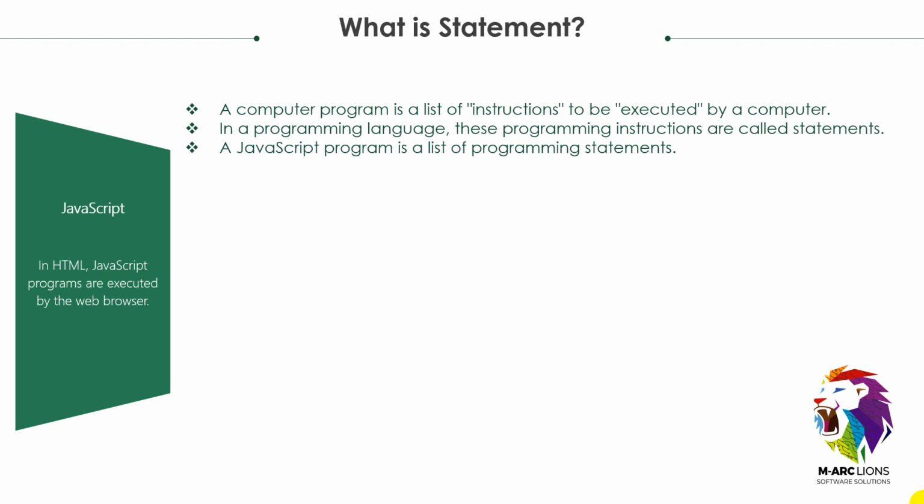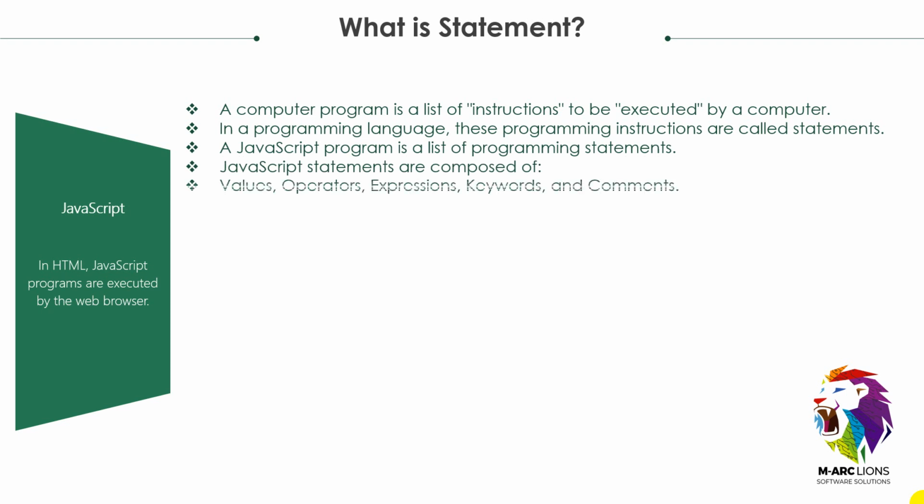A JavaScript program is a list of programming statements. We can have multiple statements at the same time in our script, in our JavaScript code. JavaScript statements are composed of values, operators, expressions, keywords and comments. We have already studied the arithmetic operators. There are many more operators, some comparison operators and others as well, but for the basics we can know that if we write some statement, that is an instruction, and it is going to be executed by the web browser.